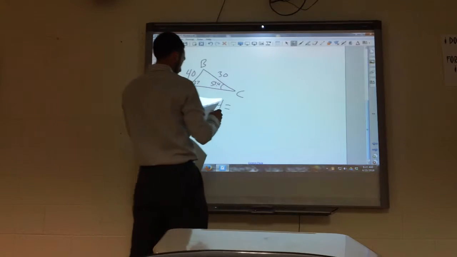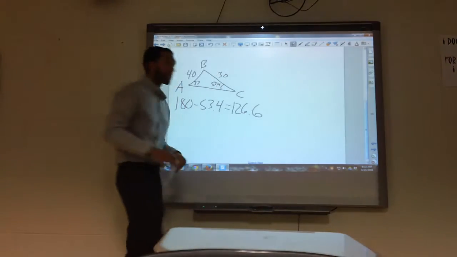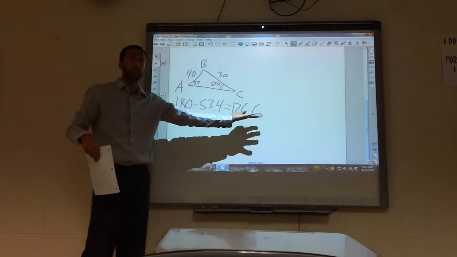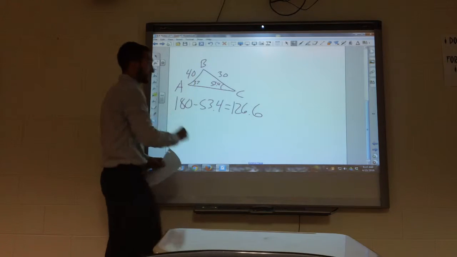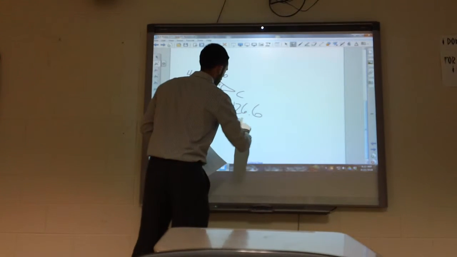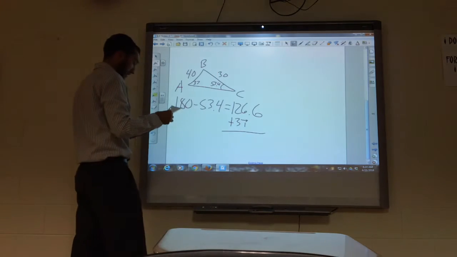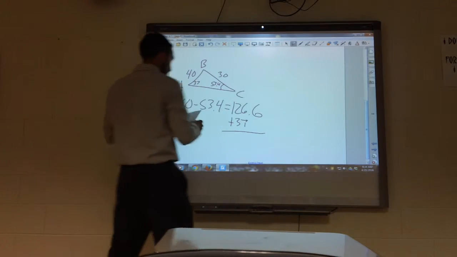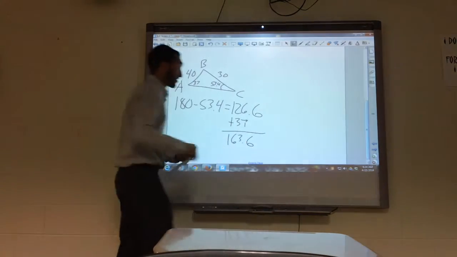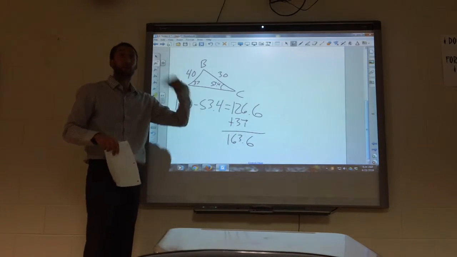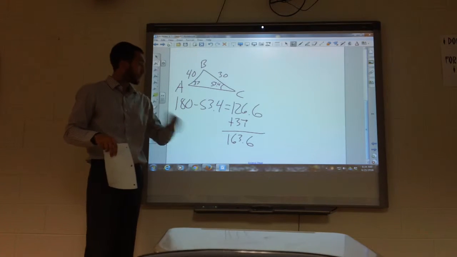And that gives us 126.6. Then to test to see if 126.6 could be a viable angle, add it to the given angle. And that gives us 163.6, which is still under 180, so we do have two different angles that satisfy these conditions.